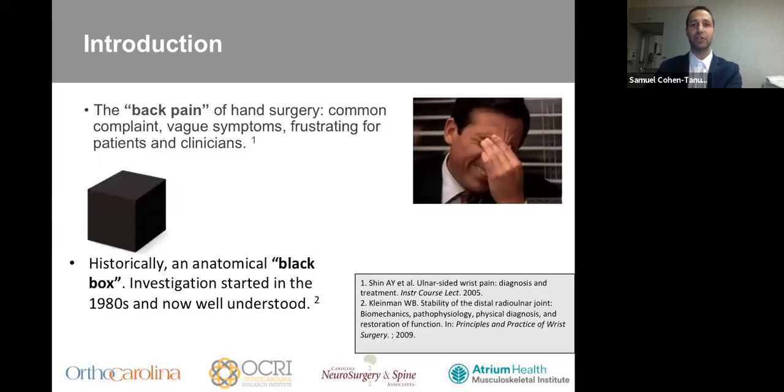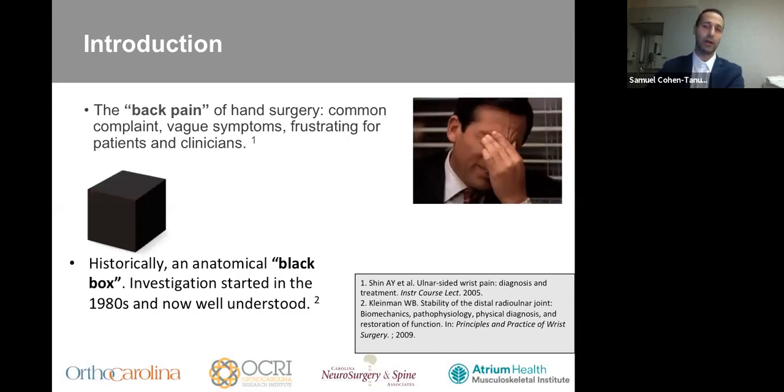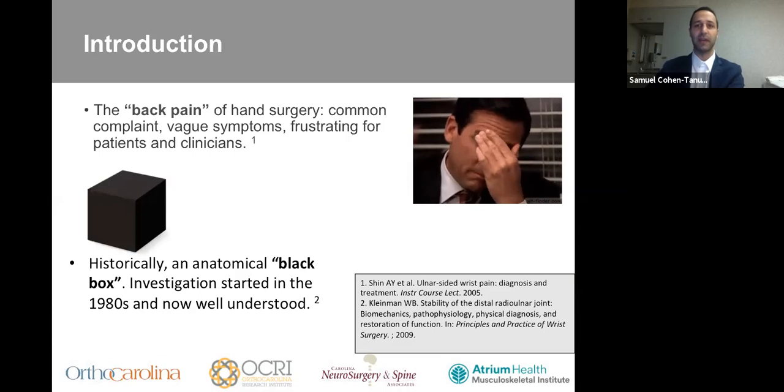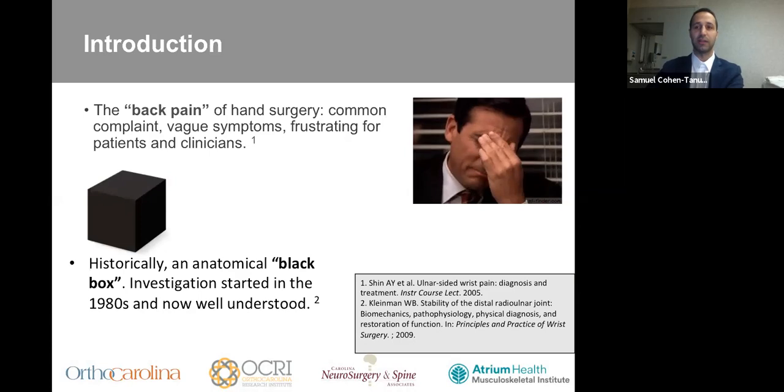So by way of introduction, ulnar-sided wrist pain is often equated to the back pain of hand surgery. You'll actually see that in a lot of review papers on this topic, meaning that it's common, the symptoms are vague and confusing, and it's often frustrating for both patients and clinicians as well.